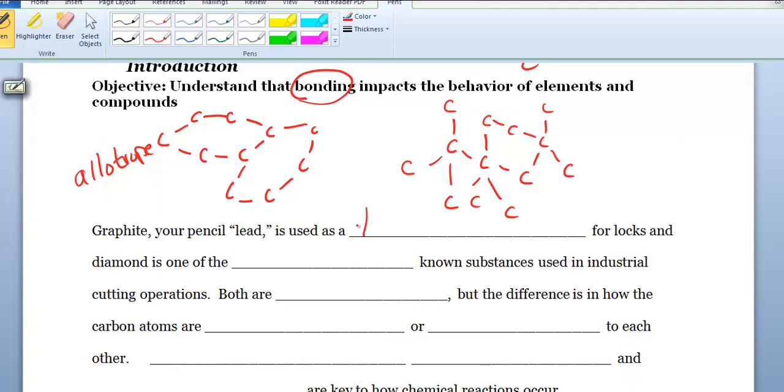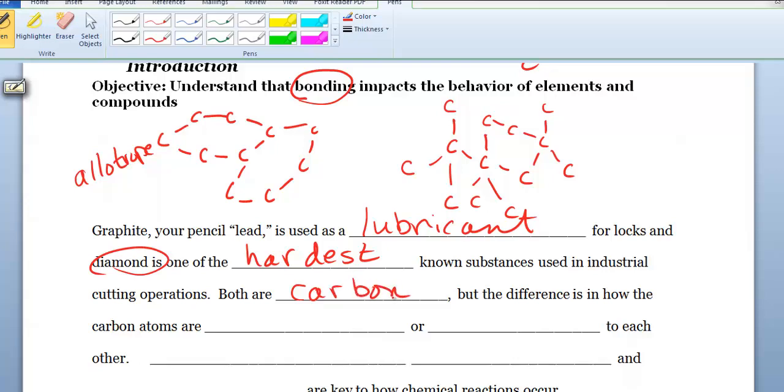Pencil lead, or graphite, is used as a lubricant for locks because of its greasy nature. But diamond is one of the hardest substances known to man. So when they build roads and have to drill through a mountain with these great big machines, they use diamond to do that drilling, and it is used in a lot of industrial cutting operations. Both are just pure carbon, but the difference is in how the carbon atoms are connected, and the technical word is bonded to each other.